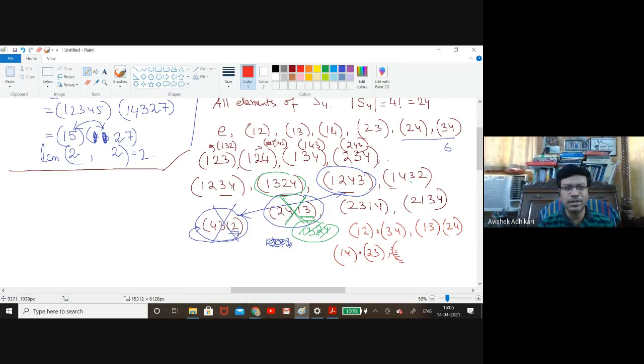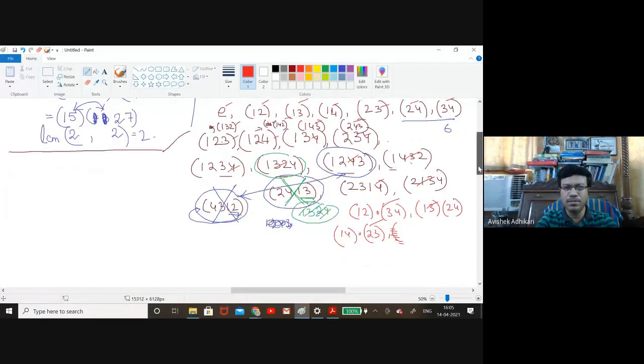Now calculate: 1, 2, 3, up to 24. So we managed to get 24 elements. Now the question is whether there is anything left or we are counting twice. That's important. So let's have a look at all the elements here.